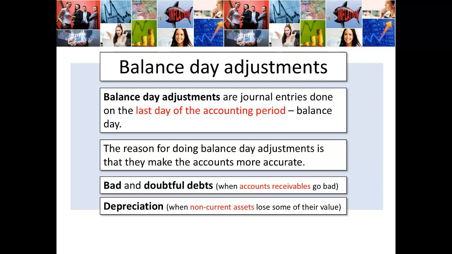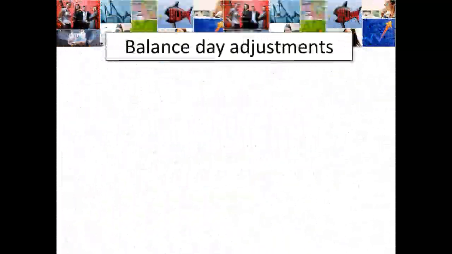And the other type of balance day adjustment is depreciation. And this is where our non-current assets lose some of their value. So if a business owns a van, it's bought a new van, over time the value of that asset is going to depreciate. We need to record that, make an allowance for it, make an adjustment.